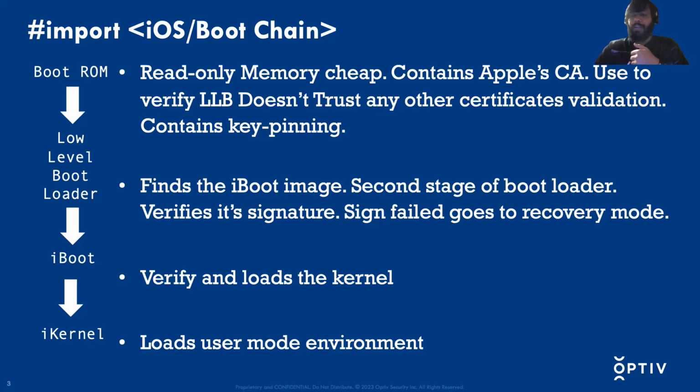After the successful bootloader verification, it goes to iBoot, where it verifies the kernel, and then it goes to iKernel, where it loads the user environment, and you can access your phone book, your contacts, and any applications installed on the phone.